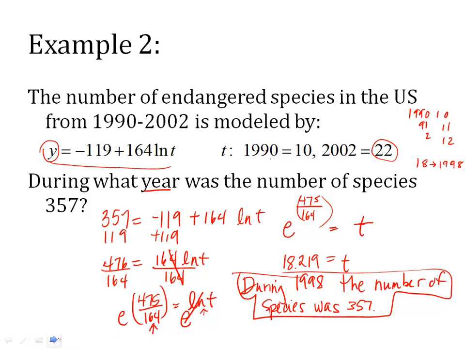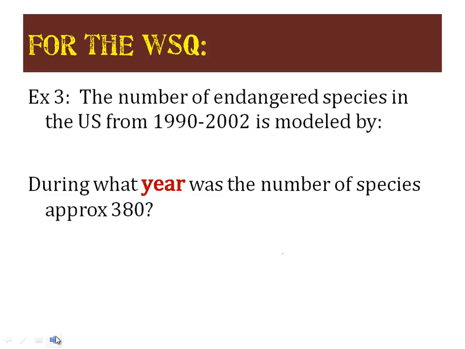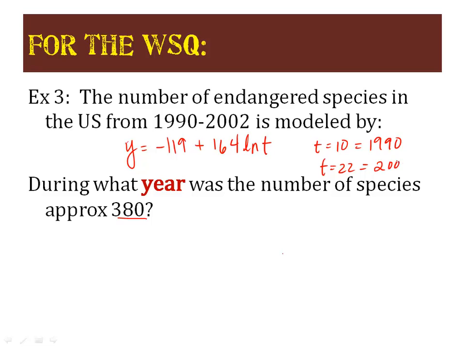All right? Okay, for the whisk, you try one of these endangered species problems. Again, I'm asking what year was the number of species approximately 380. Okay, here's the equation. It was y equals negative 119 plus 164 natural log of t. That was the equation, and remember, if t was 10, that was 1990. If t was 22, that was 2002. All right, so make sure your answer is a year. That's what I'm looking for in the whisk, what was the year. All right, good luck and see you in class.